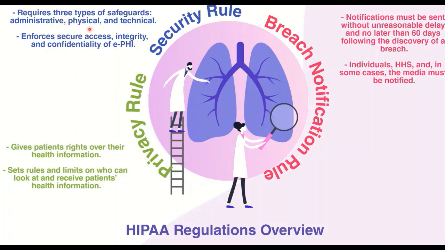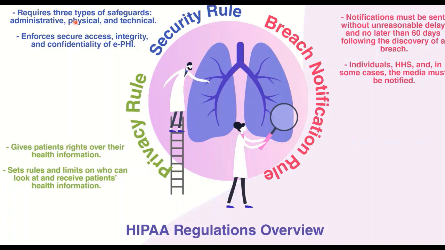Starting with the security rule, the security rule has three types of safeguards. One is the administrative safeguard. Administrative safeguards are basically the rules, the policies, and the procedures that an organization puts in place to make sure everyone is following the law and keeping the patient information safe. It includes conducting security awareness trainings for the employees on privacy policies and HIPAA compliance regulations, and having a designated person, like a privacy officer, who makes sure that all the rules are being followed within the organization.